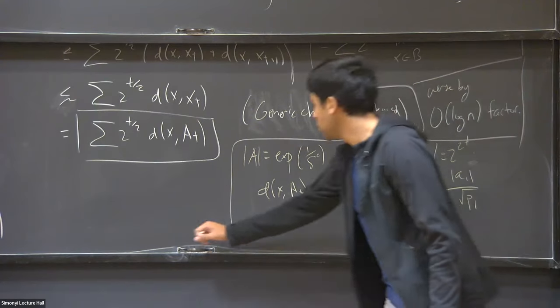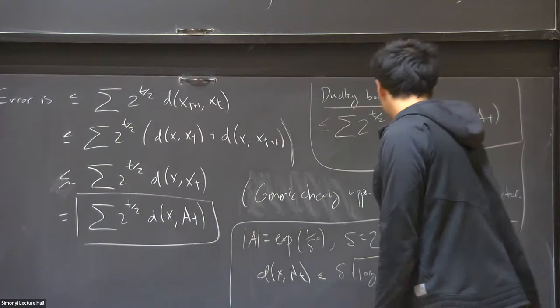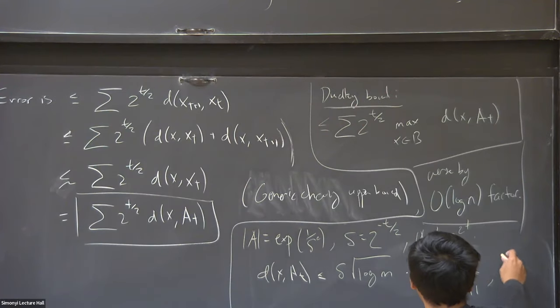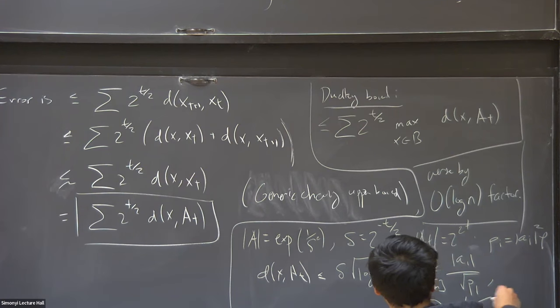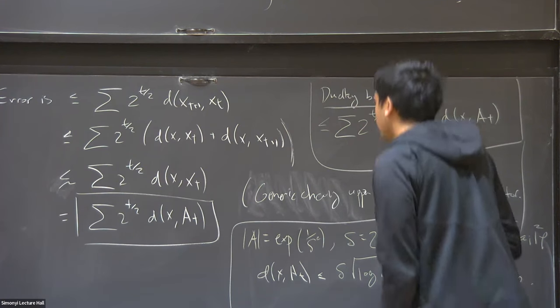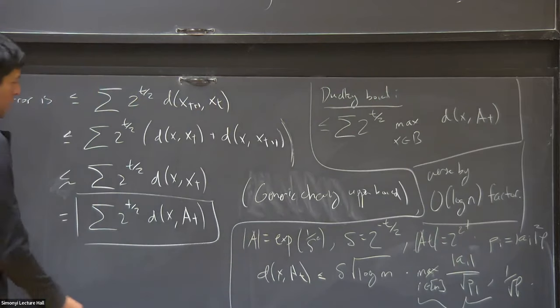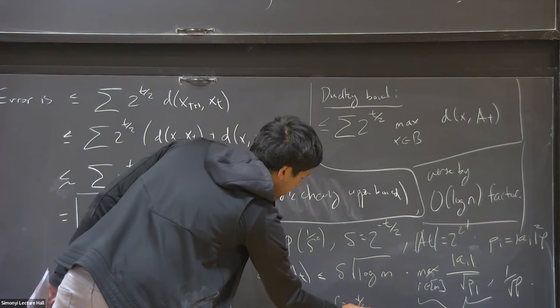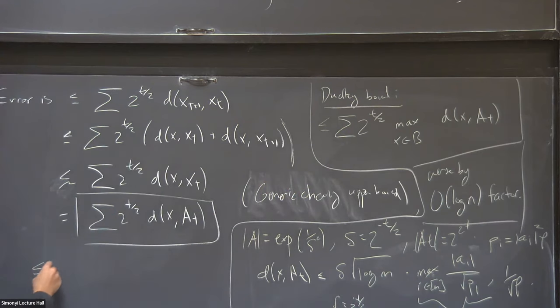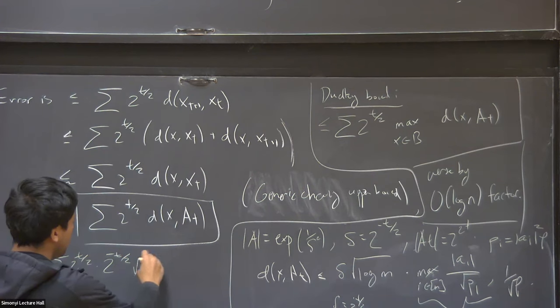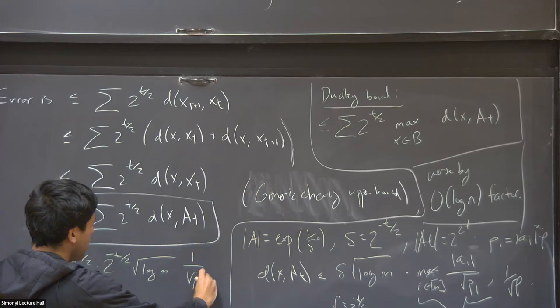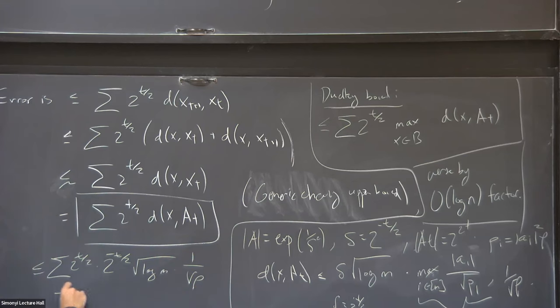And by the norm of p_i, and by our choice, p_i was norm of a_i squared times rho. This quantity is 1 over square root of rho, right? So plugging this all in, and delta, remember, is 2 to the minus t over 2. So plug it into here, you get the sum of 2 to the t over 2 times 2 to the minus t over 2, delta root log m times 1 over square root rho. Okay. 1 over root rho square root log m sum over all t at least 0.